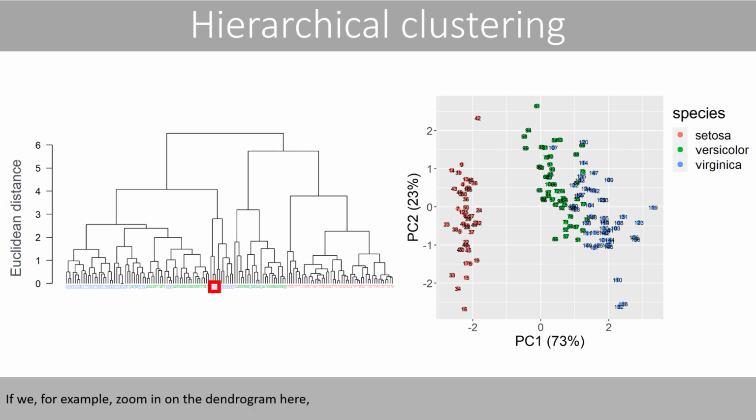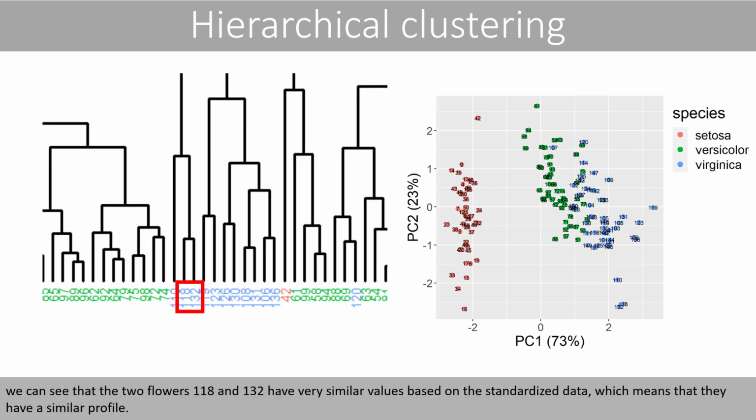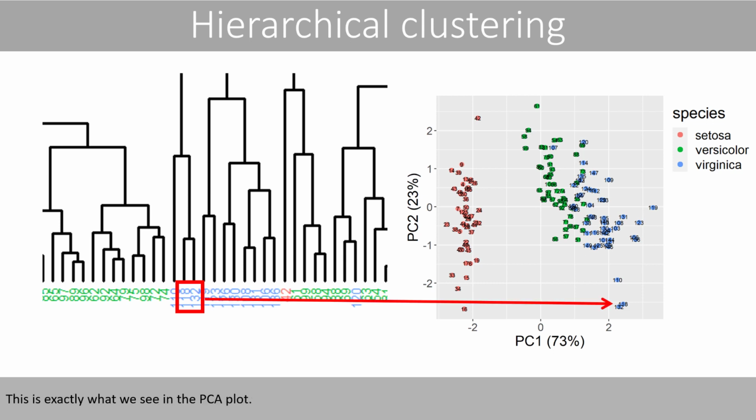If we, for example, zoom in on the dendrogram here, we can see that the two flowers 118 and 132 have very similar values based on the standardized data, which means that they have a similar profile. This is exactly what we see in the PCA plot.